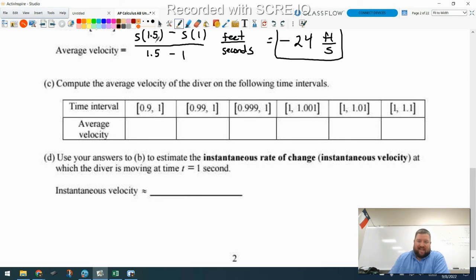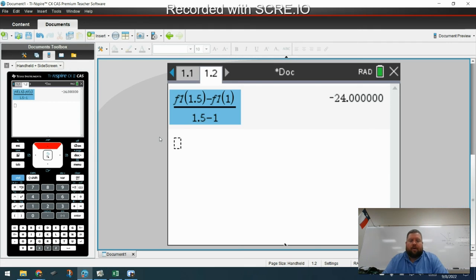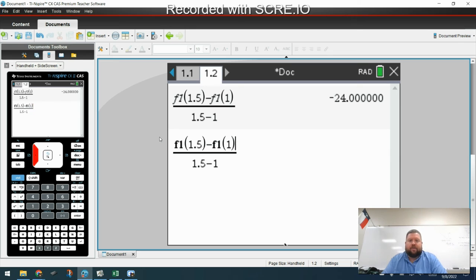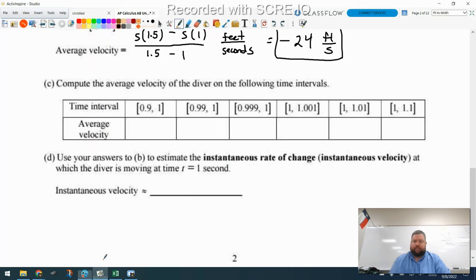All right, so we're going to do that same formula, but I'm going to plug these numbers in right here. All right, so I can just arrow up and copy that down by hitting enter. And so I'm going to do f1 of 1 minus f1 of 0.9. And then this is going to be 1 minus 0.9. All right, so negative 14.4.